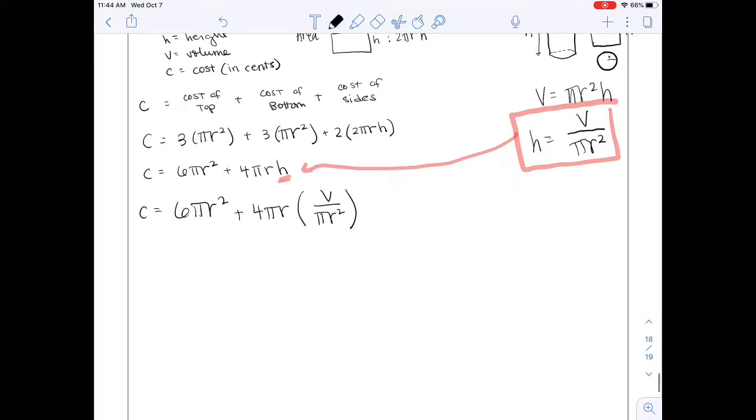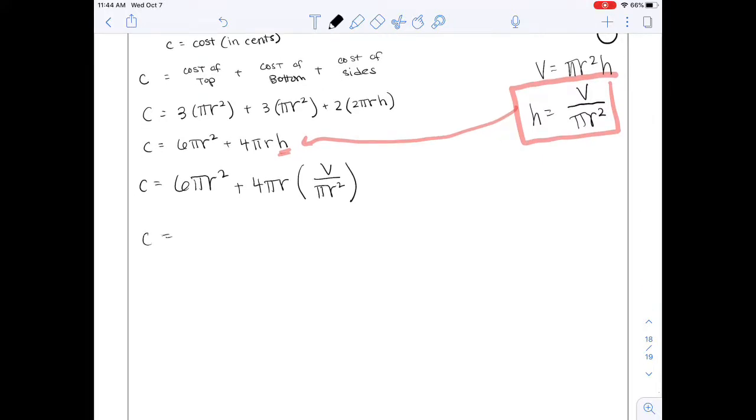From here, we can simplify this, and our cost function is going to become 6 pi r squared plus, you notice your pi's would cancel, one of the r's would cancel, and we end up with 4v over r. I'm going to rewrite that as 4v times r to the -1 since it's in the denominator. So we have a simplified function for our cost, but if you notice we still have two variables involved in this. I have r's and I also have v.